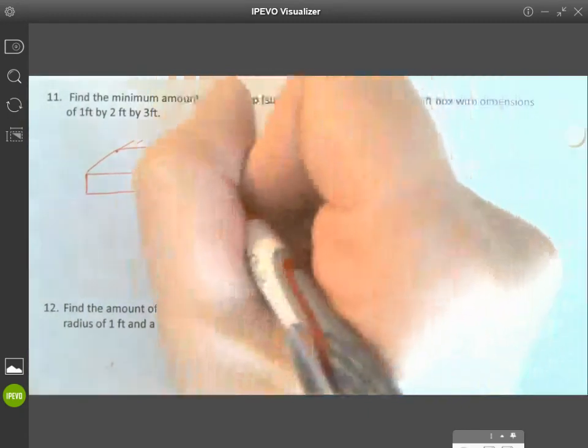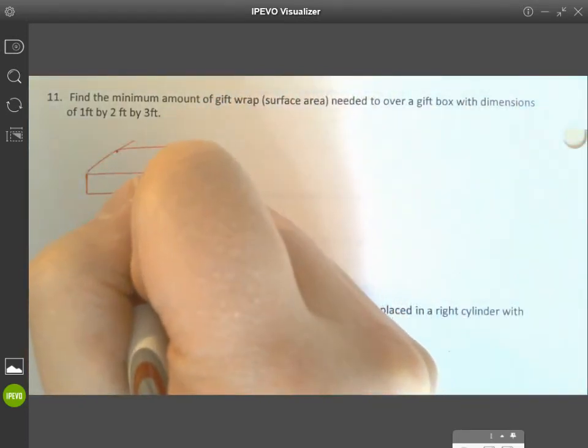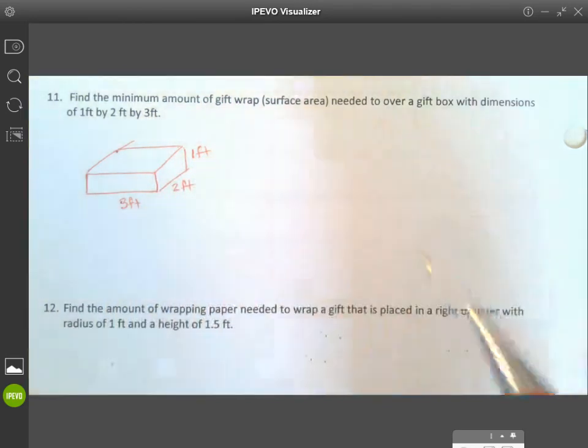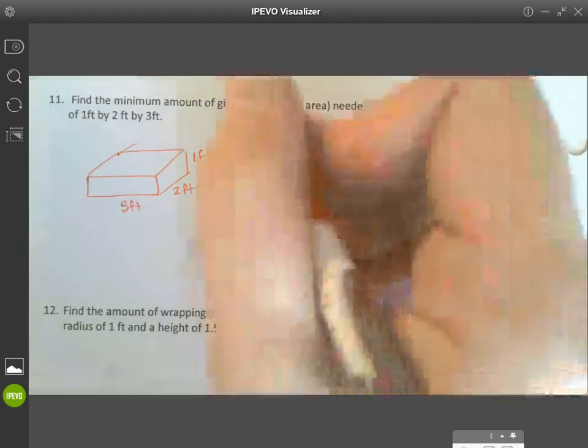Okay, now I'm going to make the height 1 foot, and this, it doesn't really matter. I'm going to make the front the 3 feet and this side 2 feet. The dimensions really are not extremely important if we're just talking about a box, and I'm not worried about which ones are the sides or anything like that. Right, Taylor? Mm-hmm. Okay, so I need to find the surface area.